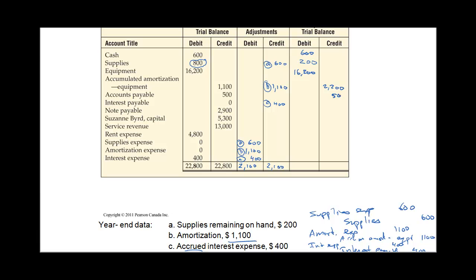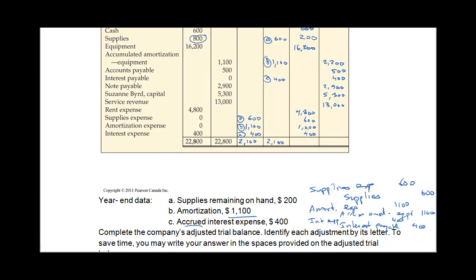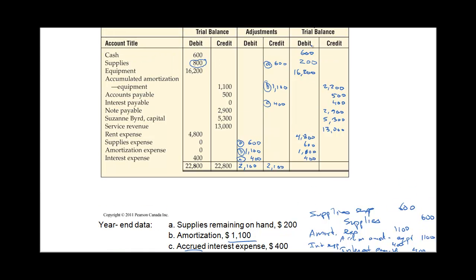Accounts payable, credit $500, no change. Interest payable, $400, 0, plus $400. Note payable, credit $2,900. Suzanne Bird Capital, credit $5,300. Service revenue, no change, credit $13,000. Rent expense, no change, debit $4,800. Supplies expense, now we have $600. Amortization expense, $1,100. Interest expense, $400.